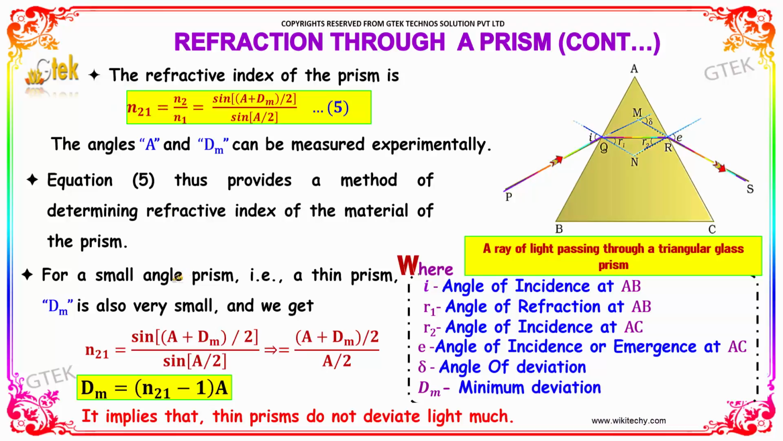For a small angle prism, a thin prism, dm is also very small, and we get n21, replacing the sine, removing the sine, as (A plus dm) by 2 divided by A by 2. So dm is equal to (n21 minus 1) into A. It implies that thin prisms do not deviate light much.